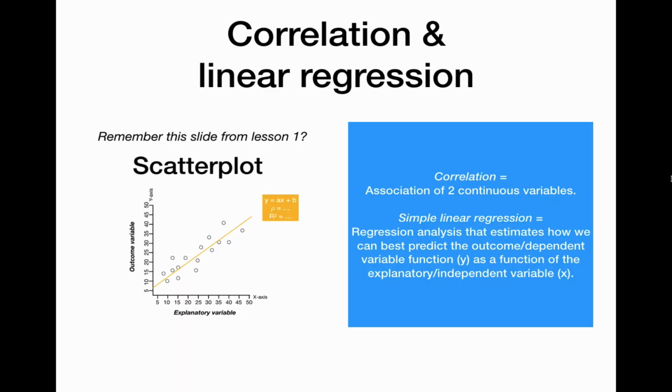So a correlation is an association of two continuous variables. In linear regression, we estimate how we can best predict the outcome variable, which we give the letter y, as a mathematical function of the explanatory variable, which we give the letter x. And in simple linear regression, we only have one explanatory variable, whereas in multiple linear regression, we use multiple explanatory variables. And the correlation coefficient tells us something about the strength of the association between the two continuous variables.